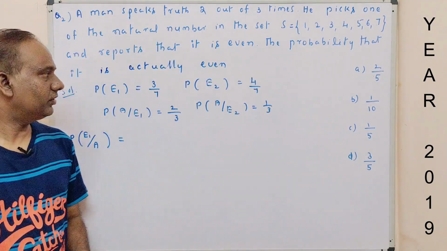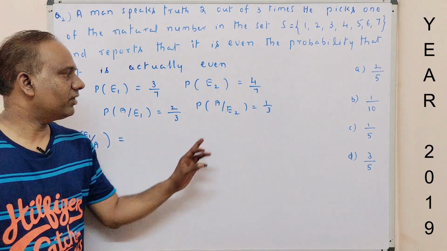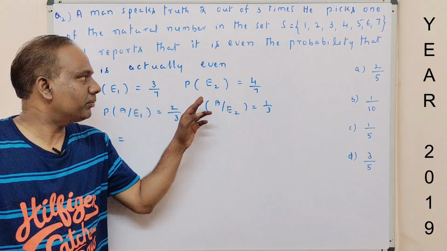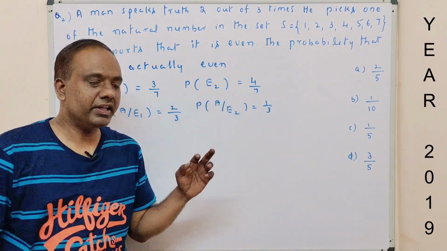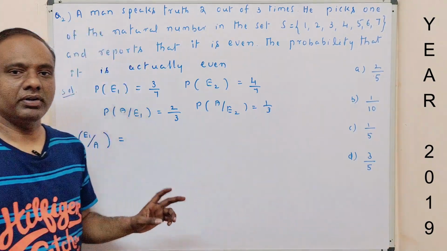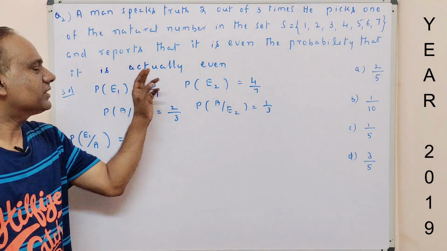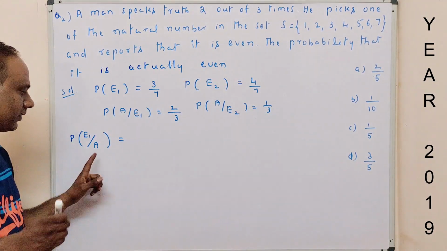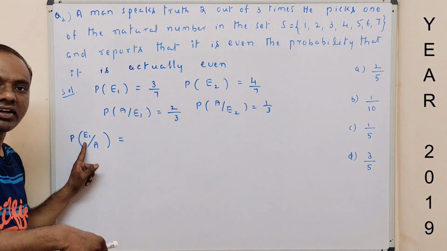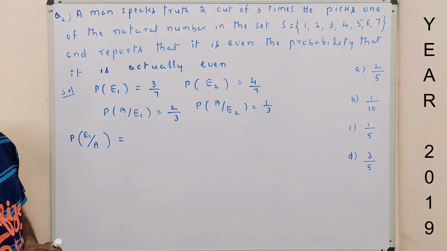Okay, so here this is P of E1 and P of E2, P of A by E1 and P of A by E2. E1 means getting even number, E2 means not getting even number, A is equal to he reports that it is even number. Now here the question is the probability that it is actually even. That means he reports that it is even, and actually it is even. That probability we need to find. It is actually Bayes theorem.